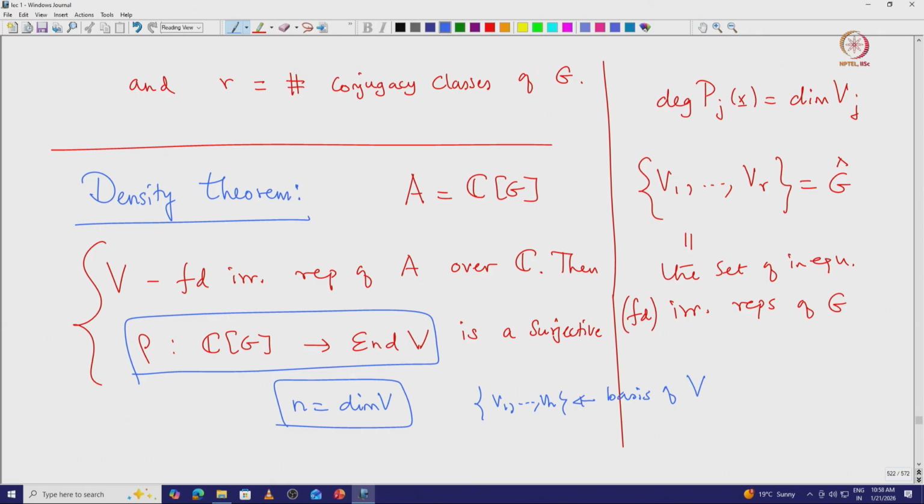I will tell you later where the density theorem will be playing a crucial role in proving the Frobenius theorem. So, we need it to talk about the irreducibility of the polynomials that are appearing in the factorization.